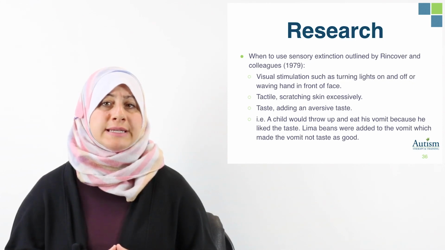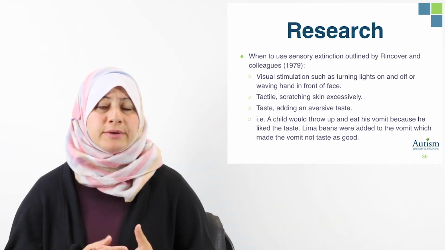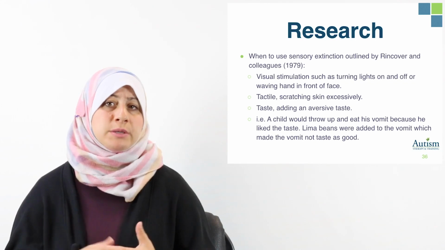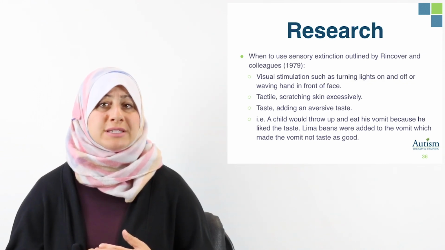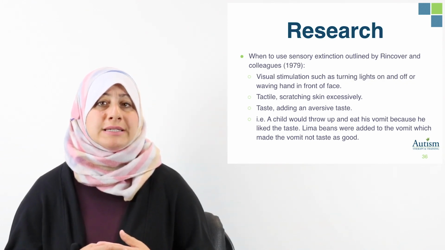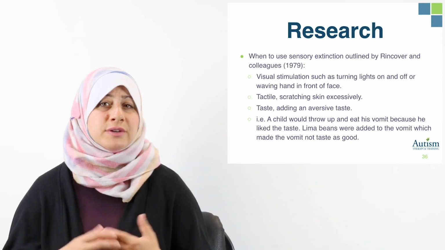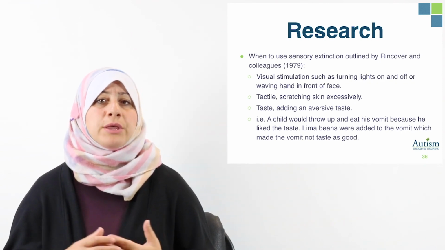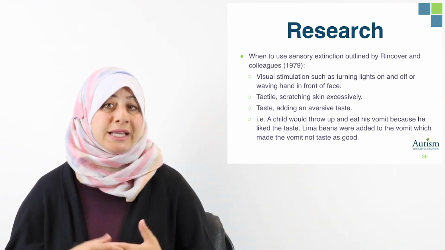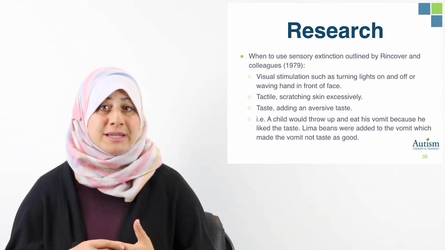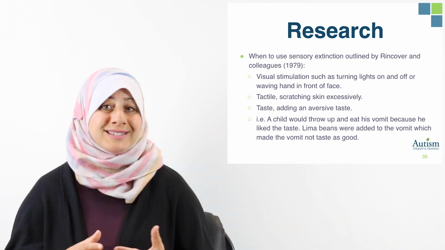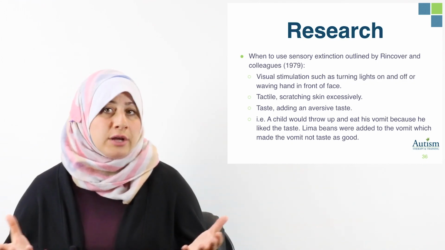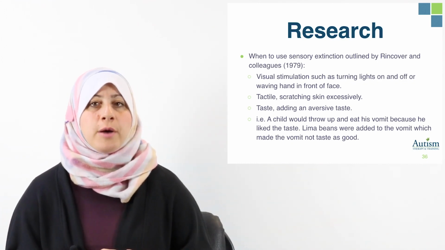Rincover and colleagues in 1978 talked about extinction, and they looked at visual stimulation such as turning lights on and off, waving hands in front of face, tactile such as scratching skin excessively, taste, adding an aversive taste. For instance, a child may throw up and eat his vomit because he likes the taste. As gross as that may sound, lima beans were added to the vomit, which made it not taste as good, so the child ended up stopping the vomiting.